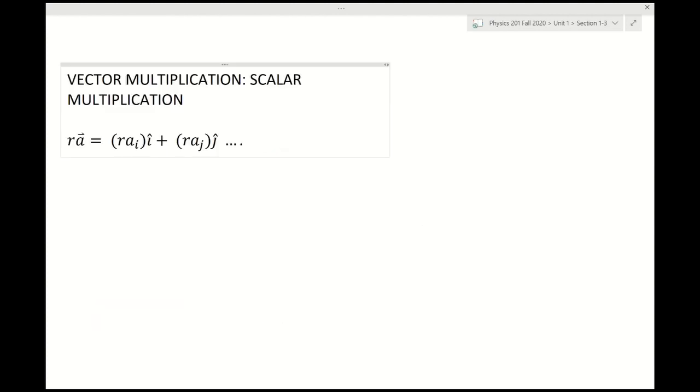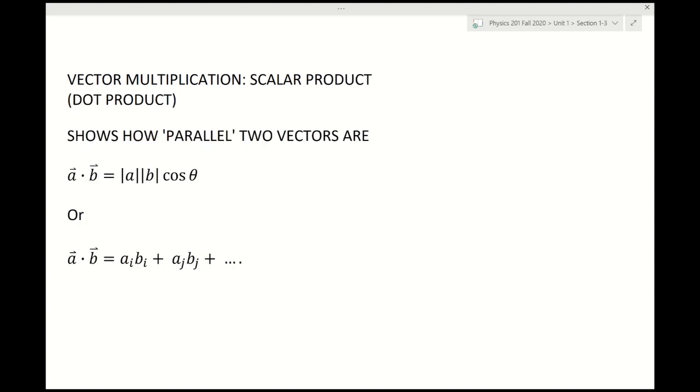Looking at a more formal definition of vector multiplication, the scalar multiplication is simply taking some scalar r times the vector a, and we multiply each of the vector components, the i component, the j component, and so on, by the scalar r. Vector multiplication, the scalar product, what we commonly call the dot product. What this actually shows us is how parallel two vectors are, or how much of the vectors are in fact heading in the same direction. Sometimes I refer to that as the parallelness.